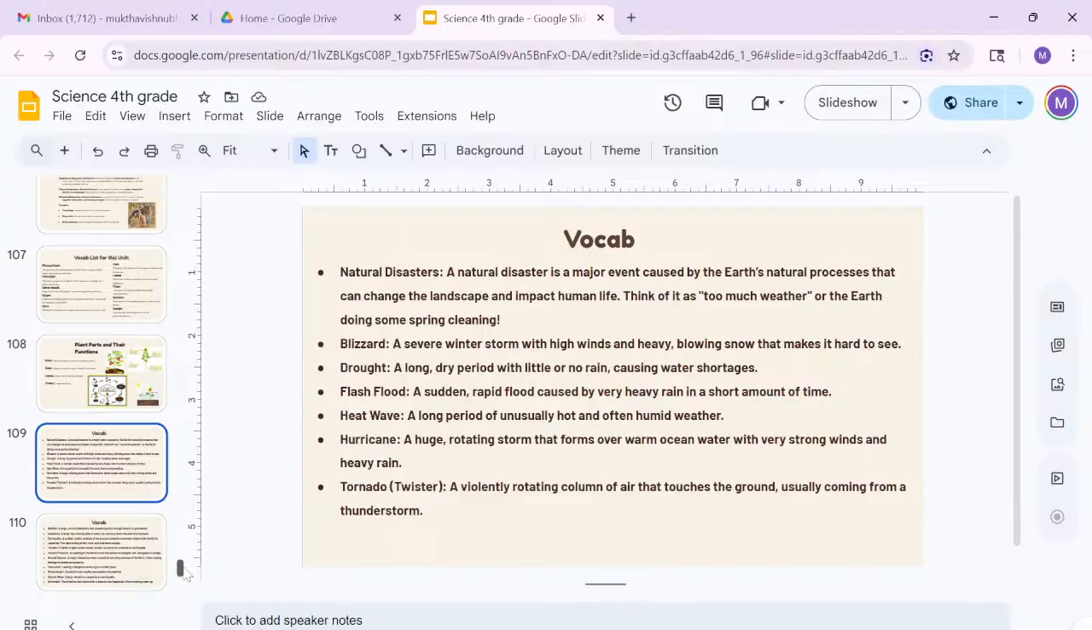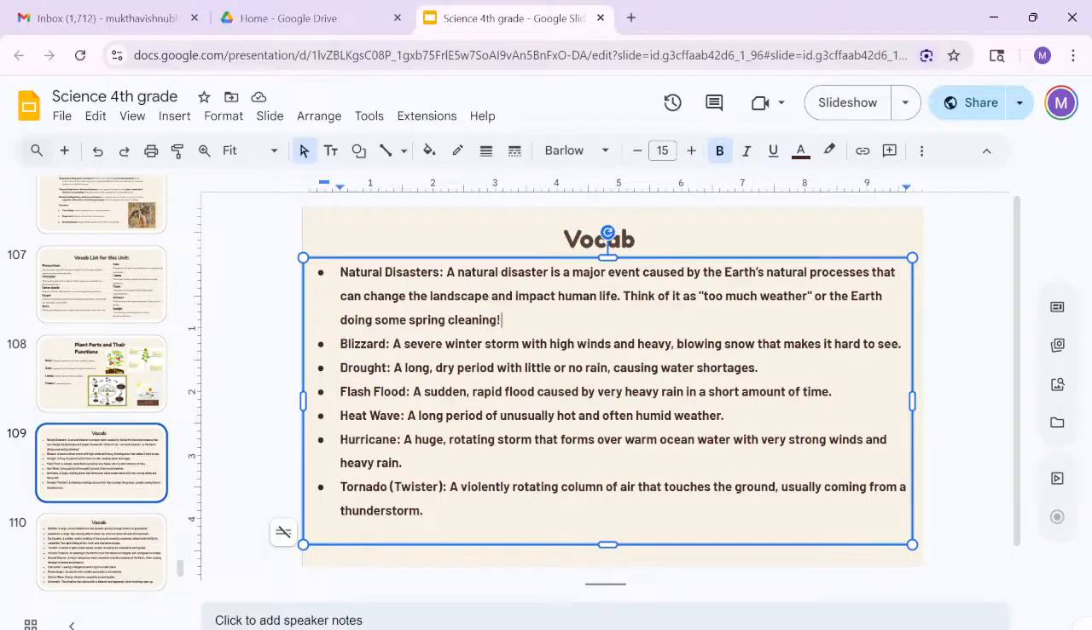So this is our most recent unit that we learned last month, which is natural disasters. A natural disaster is a major event caused by Earth's natural processes that can change the landscape and impact human life. Think of it as too much weather or the Earth doing some spring cleaning.